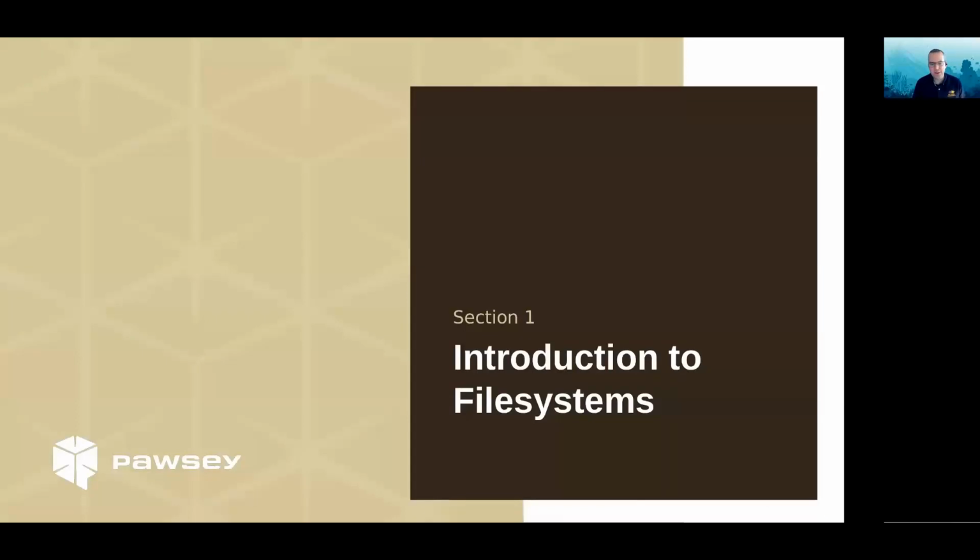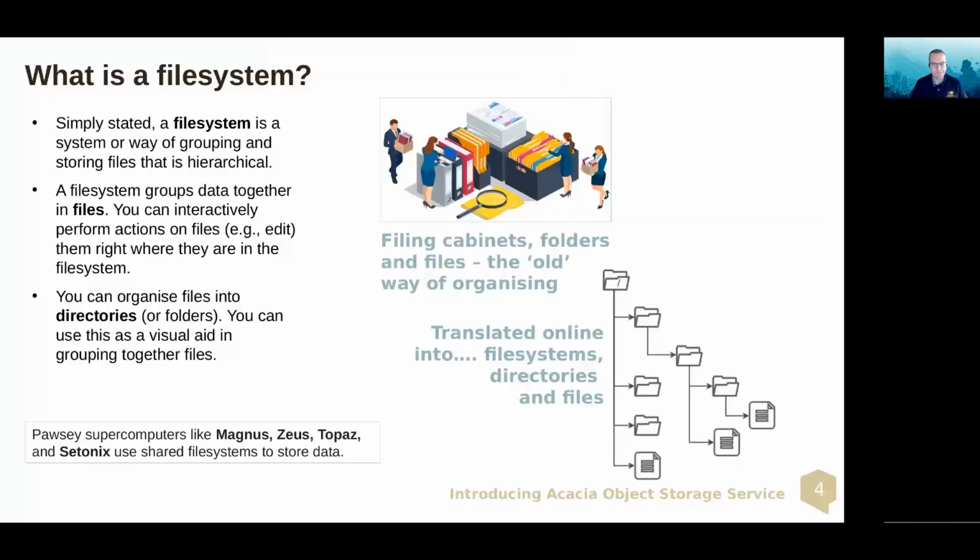So let's recap what file systems are. A file system is a way of grouping and storing files that is hierarchical. You'll have folders and you will have subfolders. So here is a folder, and here is a subfolder, and so forth. Inside that hierarchy, you can store files. That's what we're used to. That's how we're used to thinking of files.